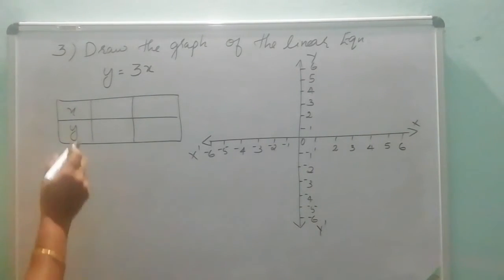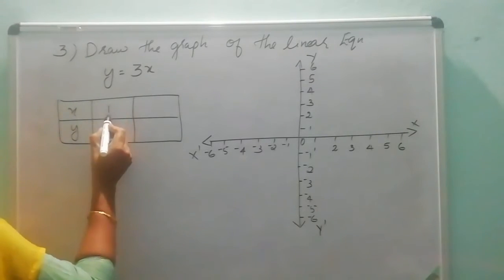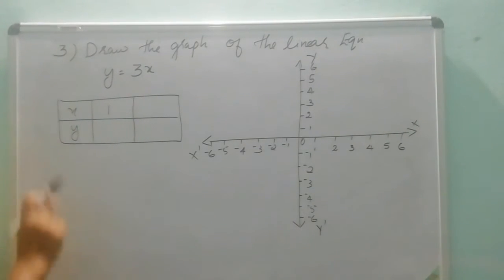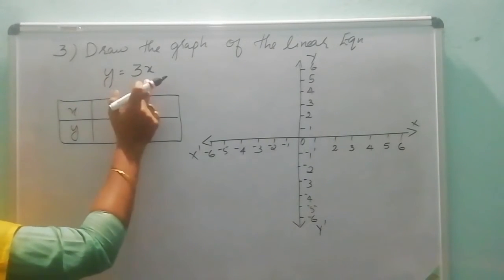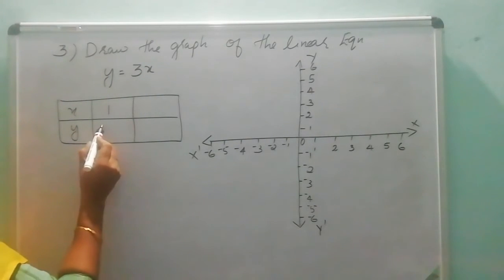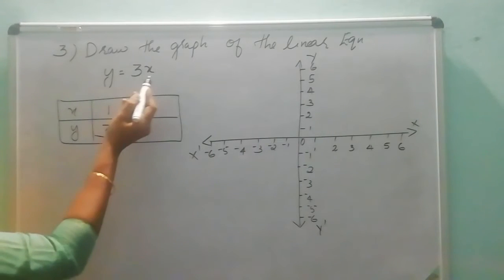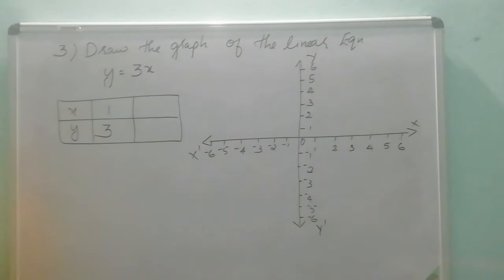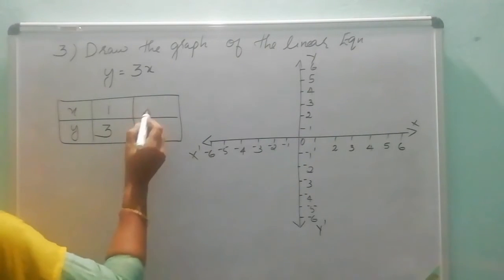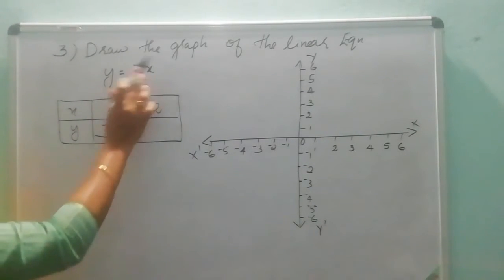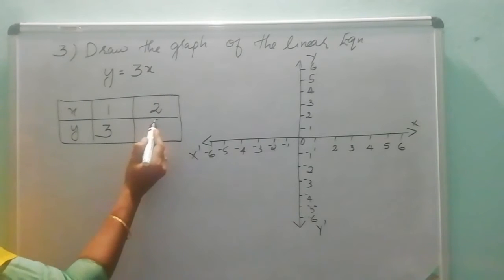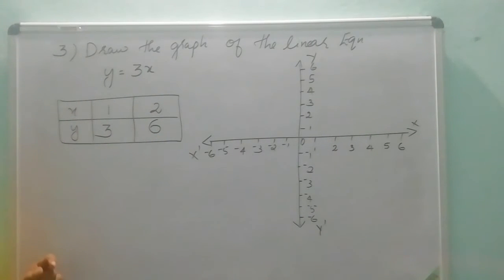Let us put another one. Let us put the value 1 for x. Okay, let x is equal to 1. What happened here? When x is equal to 1, y is equal to 3 into 1, that is y is equal to 3. When x is equal to 1, y is equal to 3. Let us put another value. Let x is equal to 2. X is equal to 2, y is equal to 3 into 2, 6. So here also we got another two values.